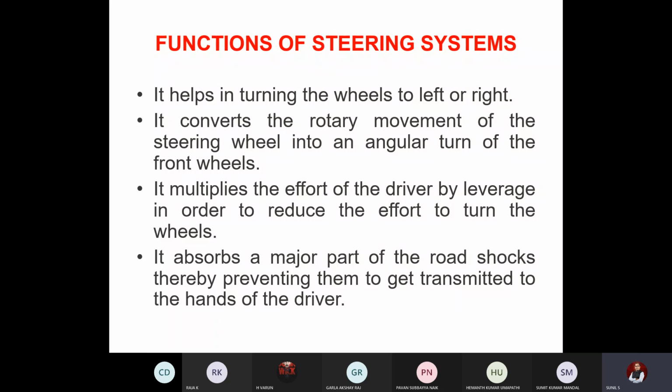And the fourth point is the most important one. It absorbs the major part of the shocks from the roads. There may be potholes or irregularities in the road. Whatever shocks the wheels are facing, if directly transmitted to the steering system, the arms of the driver get stressed. Over a period of time, he will not be able to drive and will feel more tired. So there should be some shock absorbing mechanism wherein the steering wheel should not vibrate when there are any irregularities in the road. So these are the main functions of a steering system.